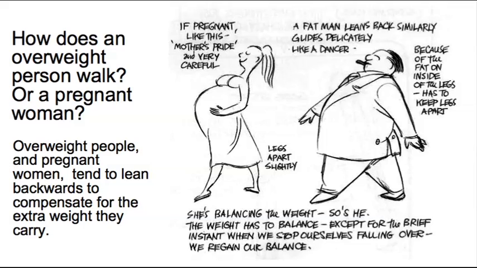Here's an example, again taken from the Animator's Survival Kit. Here's someone who is very overweight, and overweight people obviously have a lot of mass to balance in their bodies here, and they tend to lean backwards in order to balance the mass of their tummies over their legs. So if you watch very, very overweight people walking, you'll see this kind of backwards balancing that they do. And the same is true for pregnant women. They've got a lot of weight to balance here, and they tend to lean backwards.